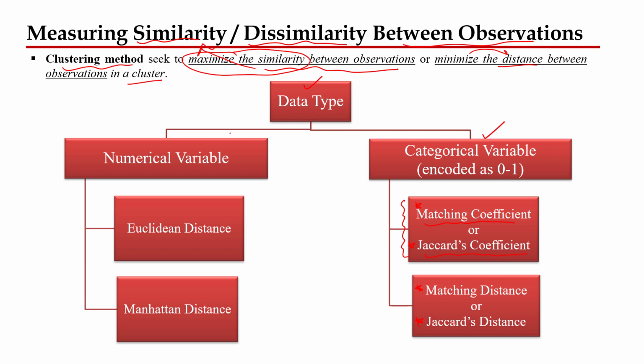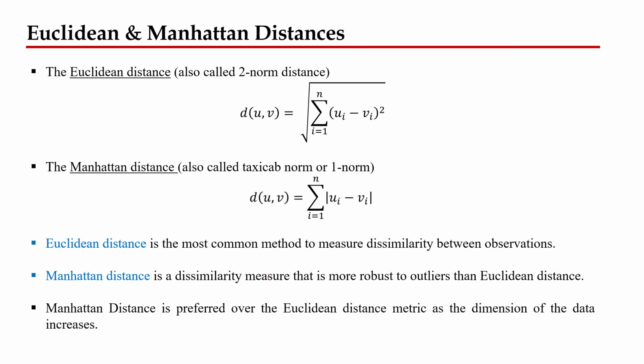On the other hand, if we have a numerical variable or a quantitative variable, we can calculate the measure of distance, or you can say measure of dissimilarities, using either Euclidean distance or we can apply the Manhattan distance. There are other distances as well, but in this lecture, I'm only talking about these two types of distances. So let me first talk about what is the Euclidean distance, and what is the Manhattan distance.